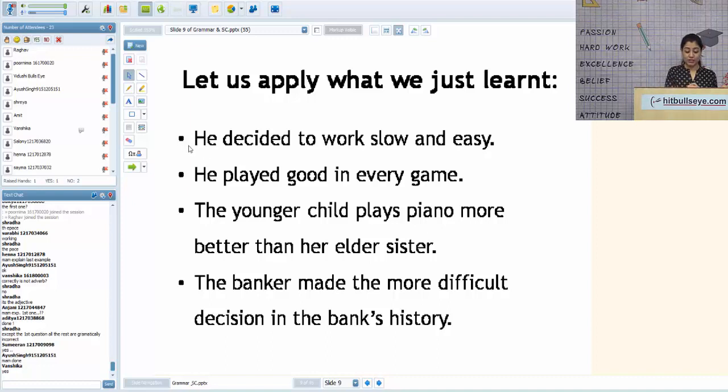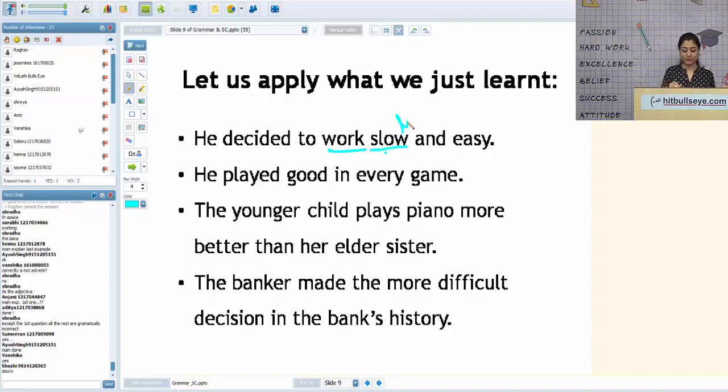So, the first question says he decided to work slow and easy. So, we are talking about the quality here. Remember, we have to tell the quality of work here. So, the correct answer should be slowly and easily with an ly, and again easily with an ly.